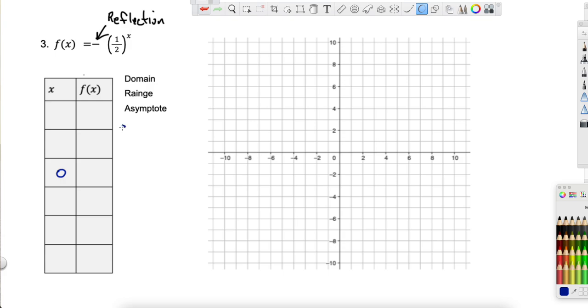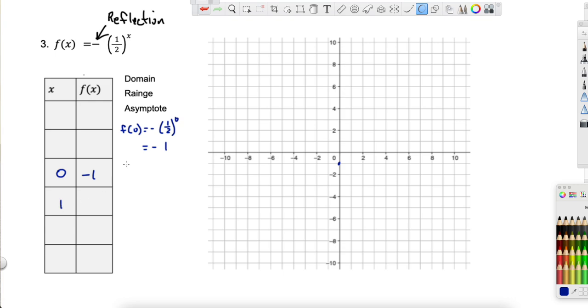So I got f of 0 equals negative 1/2 to the 0 power. So anything to the 0 is 1. But then we multiply through by a negative, so we get -1. So 0, -1. Okay, so instead of being 0, +1, we're at 0, -1. So instead of being above the x-axis, we're below the x-axis.